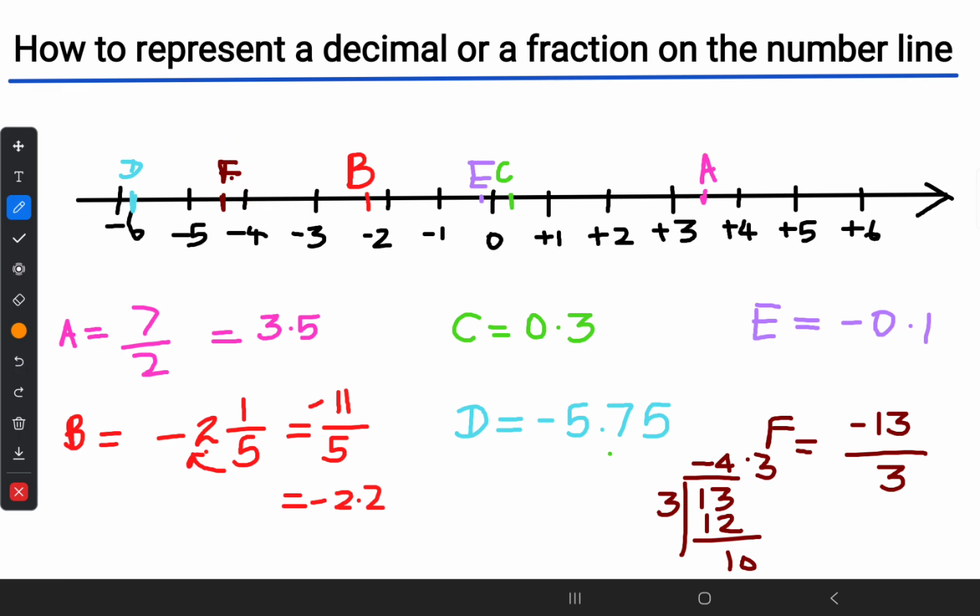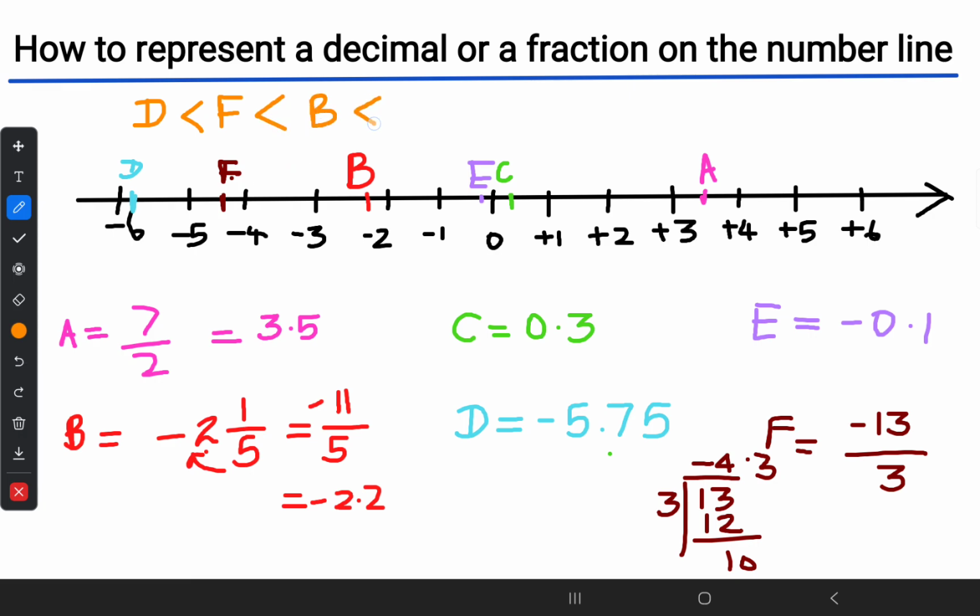So in these cases we can write D. D is the very smallest one. D is the least value amongst all the given values because that is on the left hand side. Thereafter, a little bit greater than that, that is F. F is a little bit greater than D because that is located near to that one.